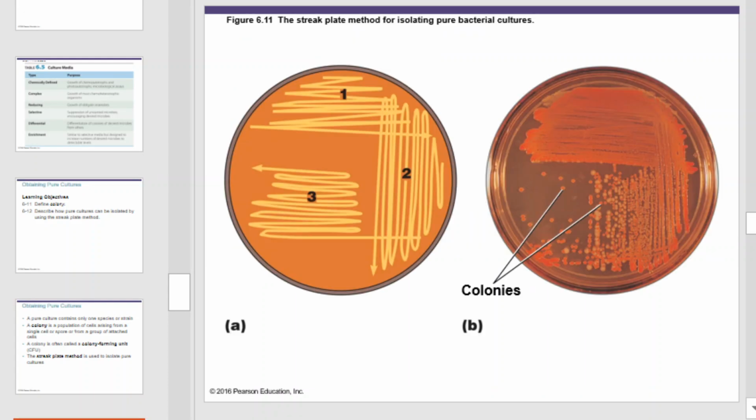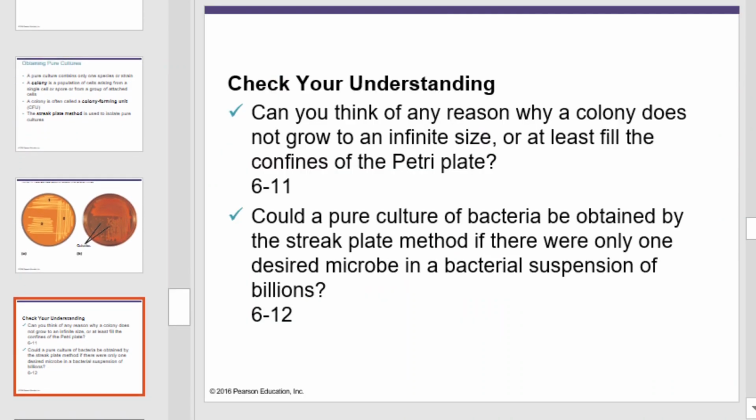This is how streak plating is done, and you can see that you start off with a microbial lawn that eventually differentiates out into individual colonies as you drag your loop through the inoculum and spread it out into thinner and thinner layers on your plate.